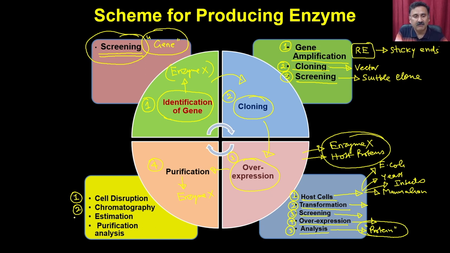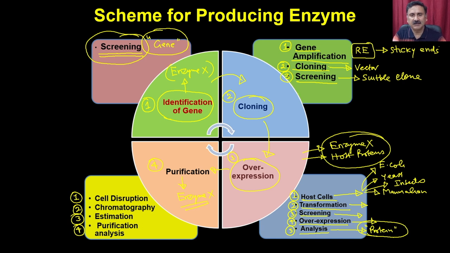Once you are done with the chromatography, then you are going to do the estimation of the yield of your purification, or the yield of what amount of enzyme X you have produced. And then you are also going to do further analysis to see how much is the purification. So all these 4 steps are required if you want to produce the enzyme under approach number 2.